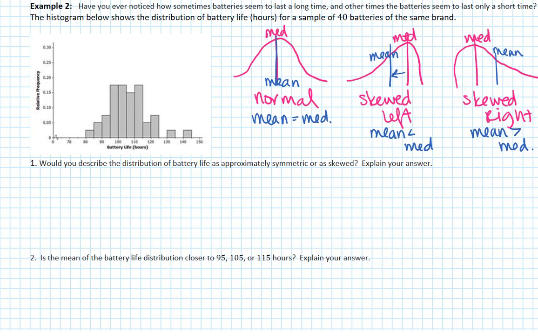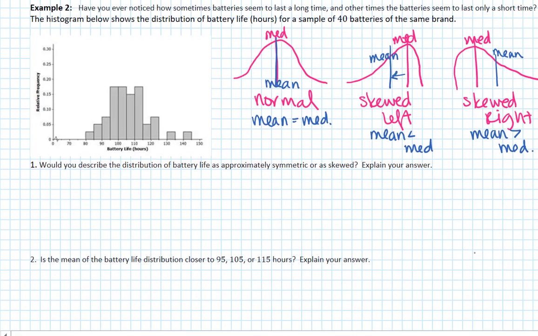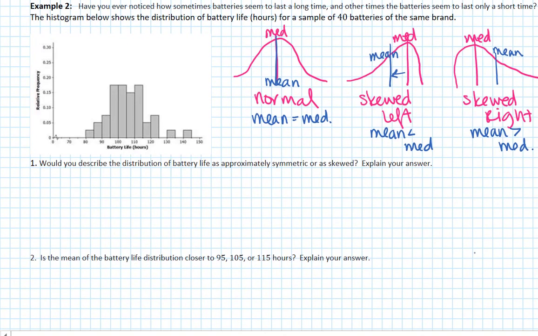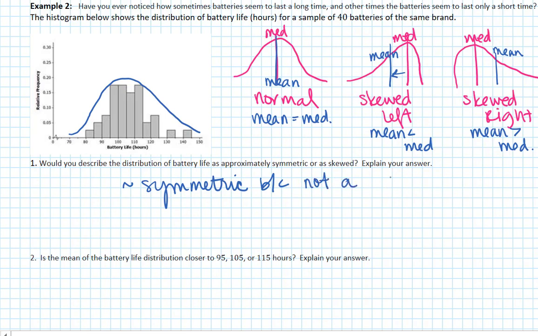So this very first guy right here says, would you describe the life of a battery as approximately symmetric or skewed, and explain your answer? Well, if I look at this graph right here, it's not going to be beautiful and perfect, but it mainly looks like a pretty even hump. So I'm going to say that this is approximately symmetric because there aren't truly any outliers, and it looks to be about the same data to the right and to the left.